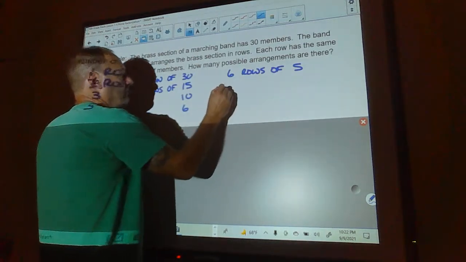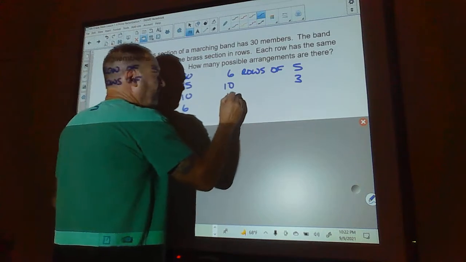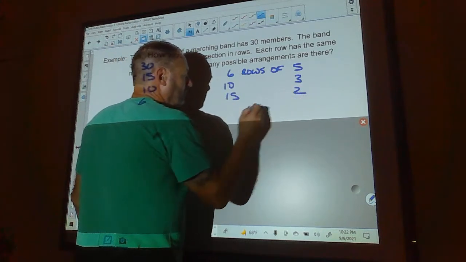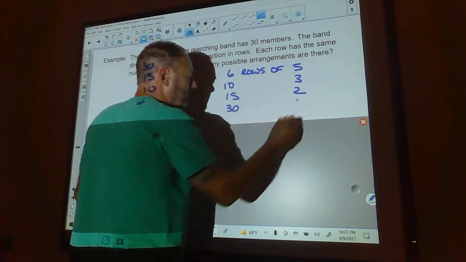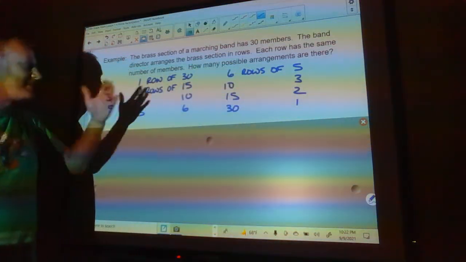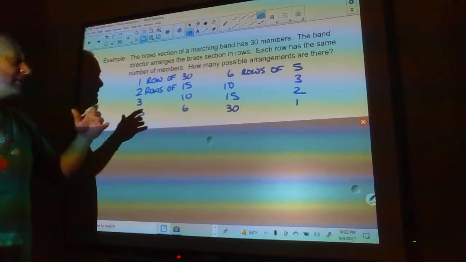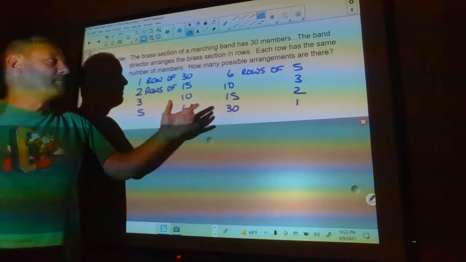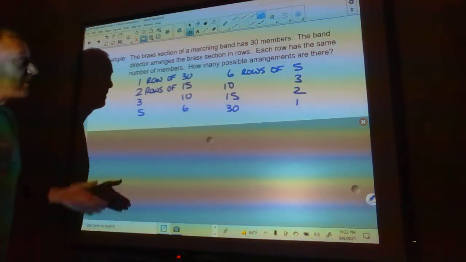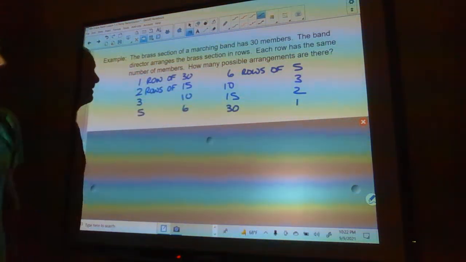You could do 10 rows of 3. You could do 15 rows of 2, or you could do 30 rows of 1. Now, depending on what you're doing, these are pretty much the same as these right here. If you're looking at factors, you wouldn't want to repeat the factors. But for this, how many possible arrangements are there? Well, if you consider rows and columns are different, then you need to have all of these.